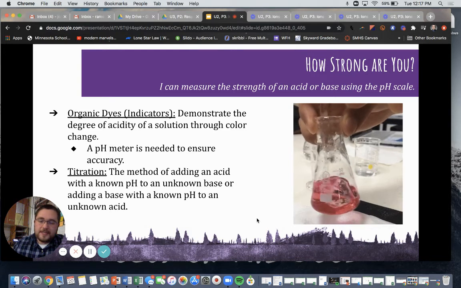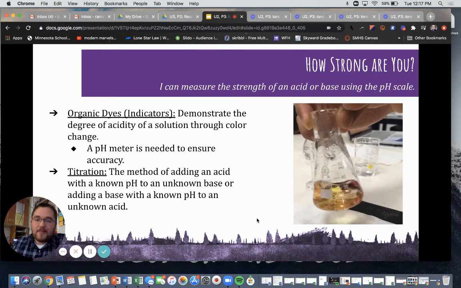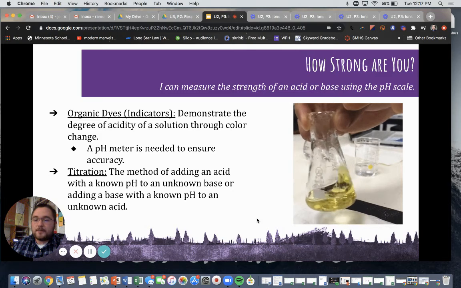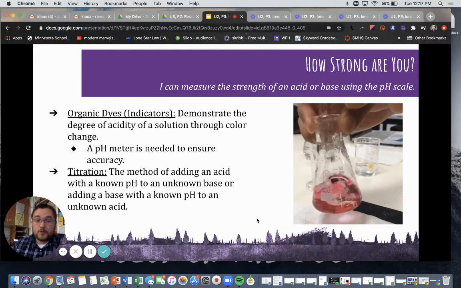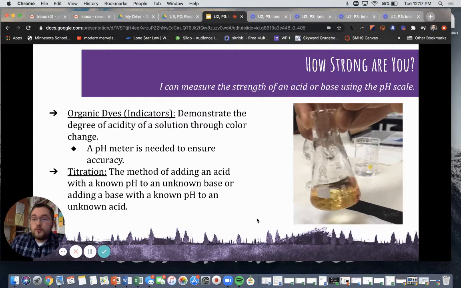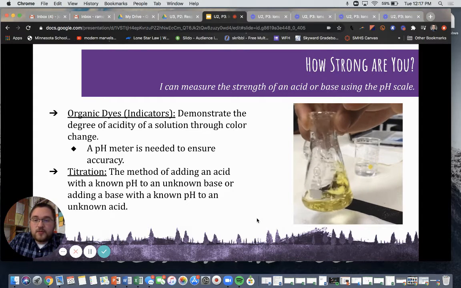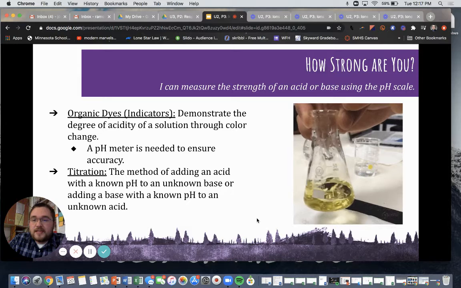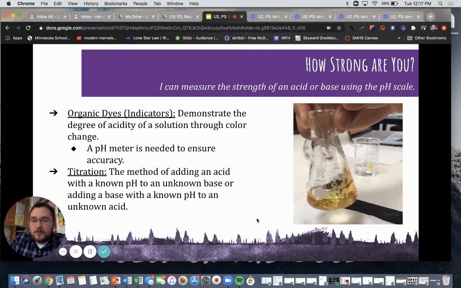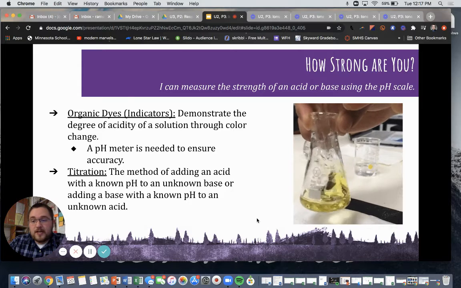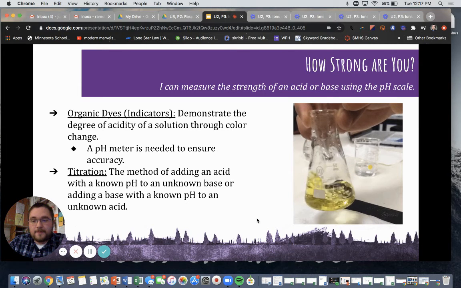So now that we know about the pH scale, we can apply that knowledge to figuring out how we can determine the strength of an acid or a base in a laboratory method. So there's two ways that we're going to talk about right now. First is organic dyes or indicators. These demonstrate the degree of acidity of a solution through color change. We can use a pH meter or those test strips that we talked about earlier, with litmus paper, for example.